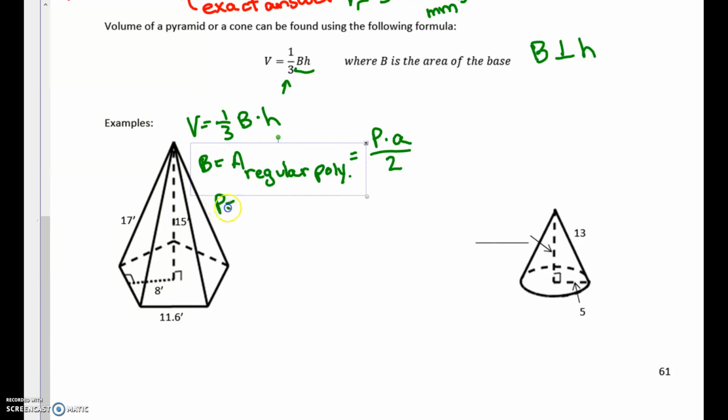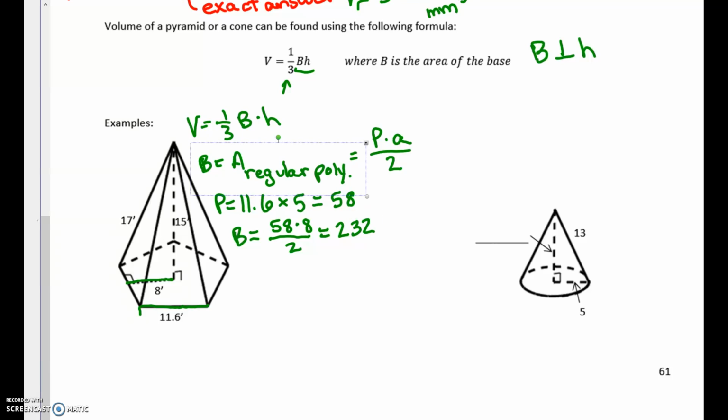Well, my perimeter of my base is this 11.6 times the number of sides, which in our case is 5, which ends up getting me a perimeter of 58. The apothem is the segment from the center of my base to a midpoint of the opposite side. It hits at a right angle, so my apothem is equal to 8. So now we're going to plug back into this base formula. Base equals a perimeter of 58 times my apothem of 8 divided by 2, which gets me that the area of the base is 232.